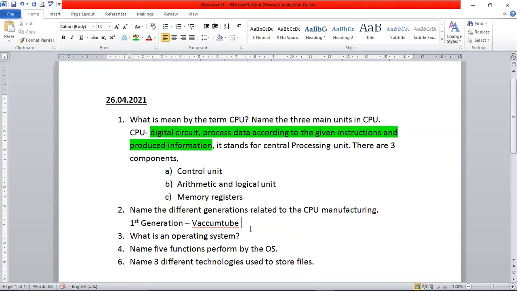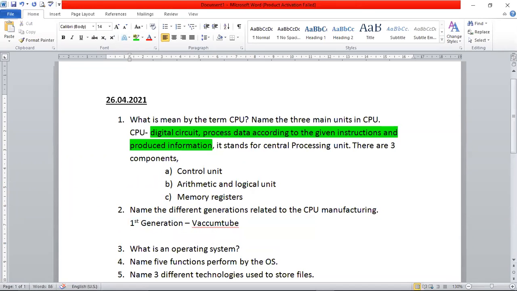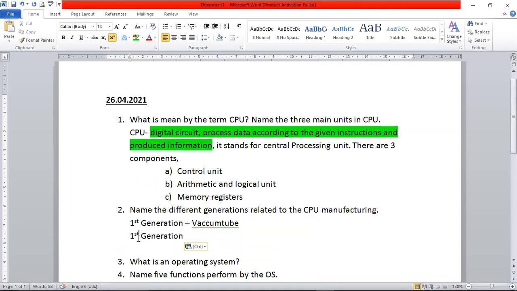Vacuum tube. Okay. Right. Now we have to go for the second generation.